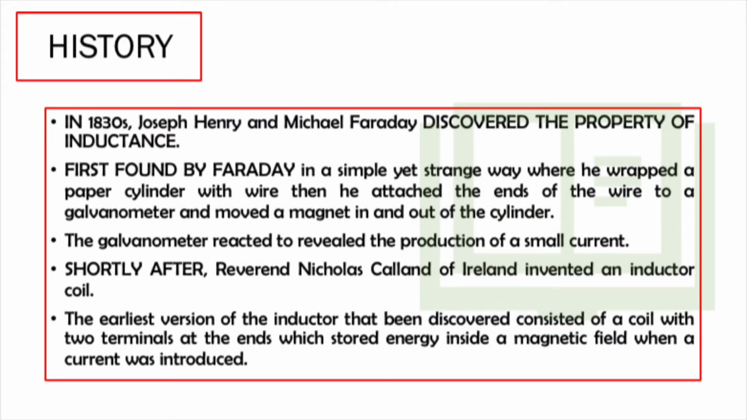History of inductors. In the 1830s, Joseph Henry and Michael Faraday discovered the properties of inductance. The first discovery by Faraday was a simple yet strange way where he wrapped a paper cylinder with wire, then he attached the ends of the wire to a galvanometer and moved a magnet in and out of the cylinder. The galvanometer reacted to reveal the production of a small current.